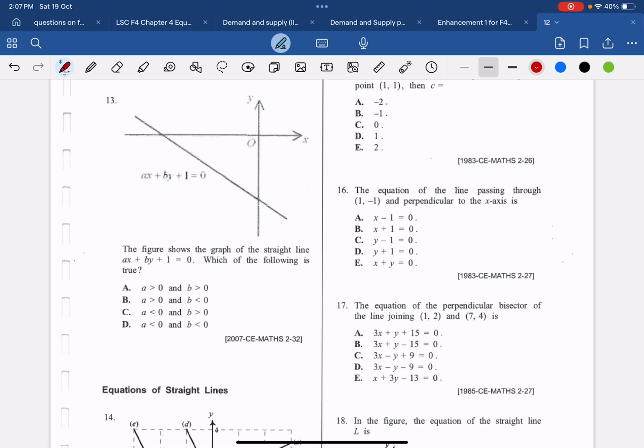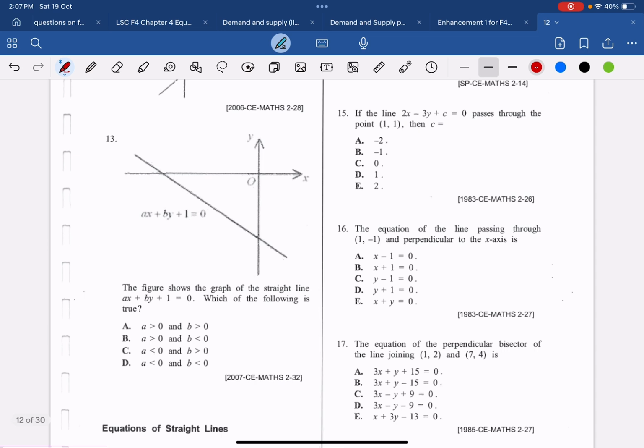Again, let's go to 13. So, you can see, we can check the x-intercept first. The x-intercept means ax plus 1 equals 0. x would be negative 1 over a. And can you see the x-intercept should be negative this time because it's on the negative x-axis, right? Which means negative 1 over a should be less than 0. So a for sure should be positive.